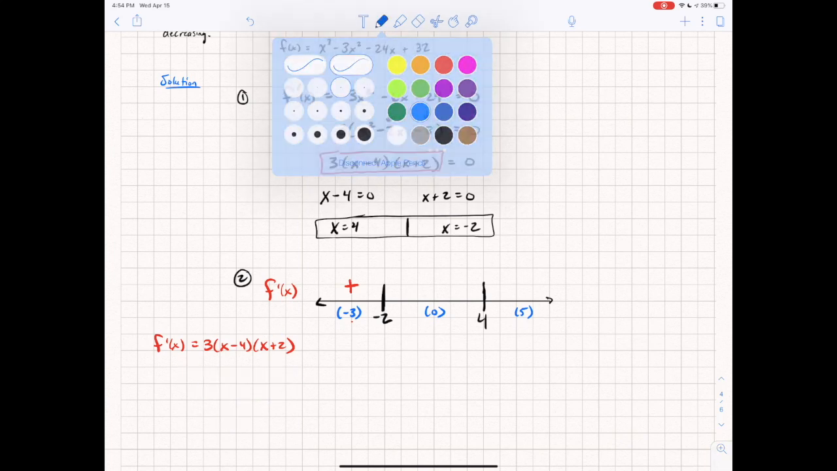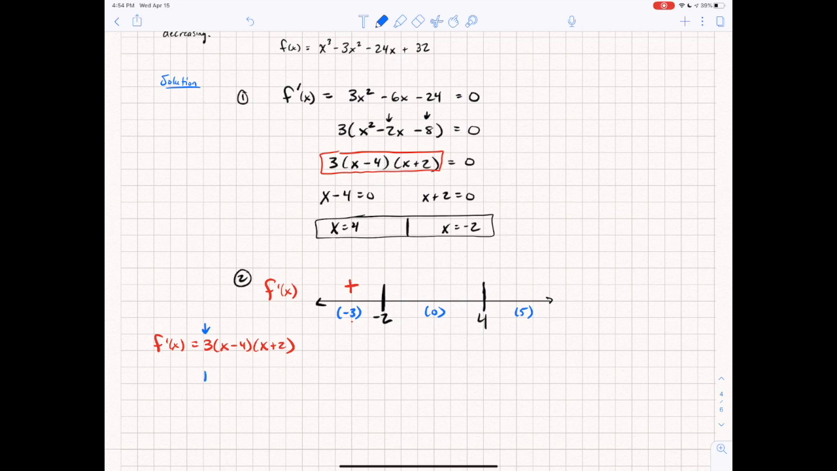If I plug in 0, this number is still just 3, so that's positive. If I plug in 0 here, this is going to give me a negative result. If I plug in 0 here, that's going to give me positive. Well, positive times a negative times a positive is negative. So that interval is negative. Plugging in 5, you'll get positive. And if you notice, the signs just flip-flop, positive to negative to positive.